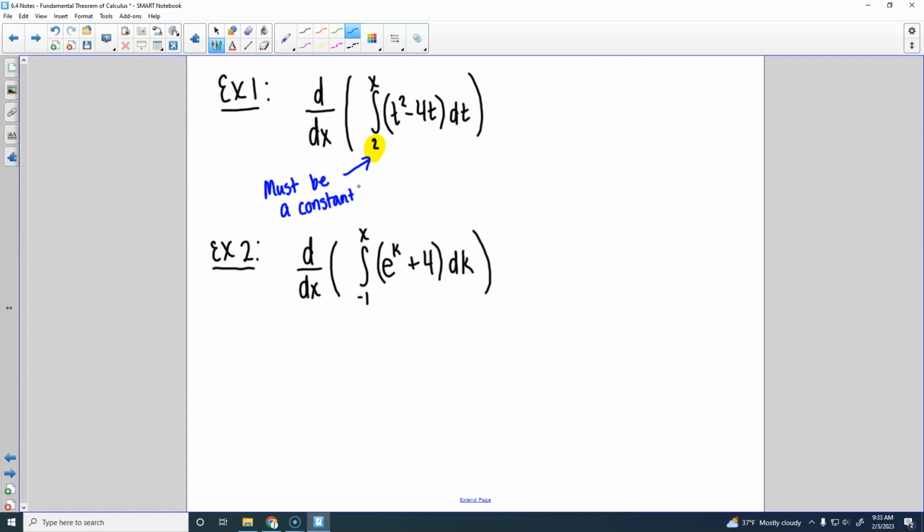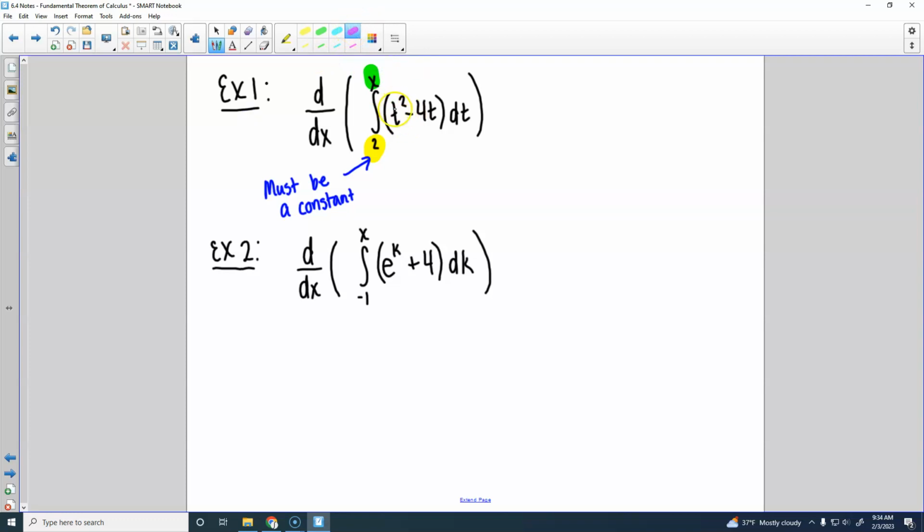It can be any number in the world, but it has to be a number. If it is a variable, then you're going to have to do something different. We'll learn how to deal with that later. But it's going to have to be a number right there. So we're going from 2 to x, so this can be a variable.